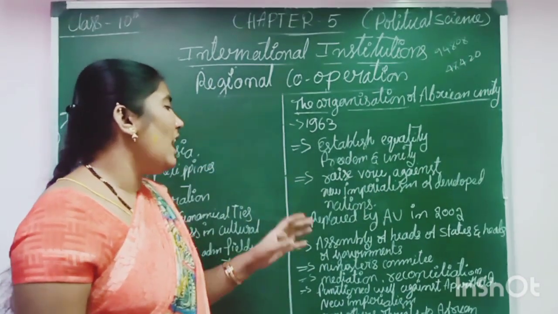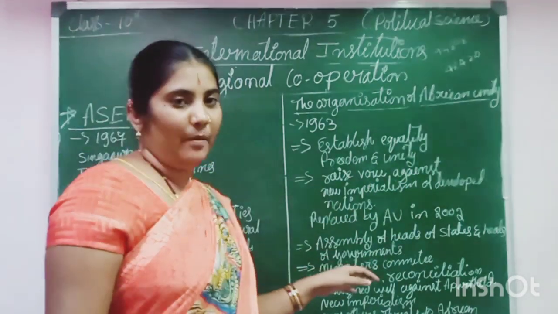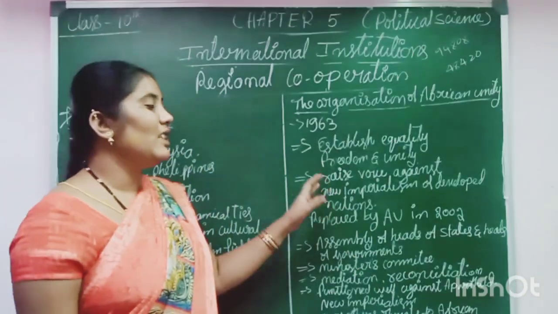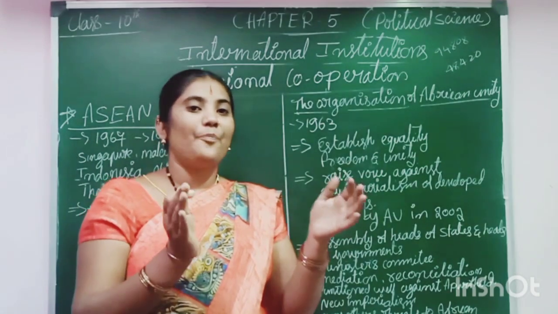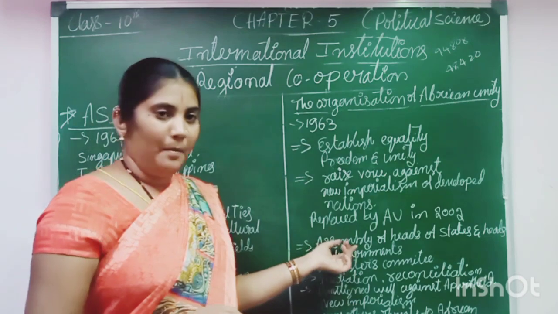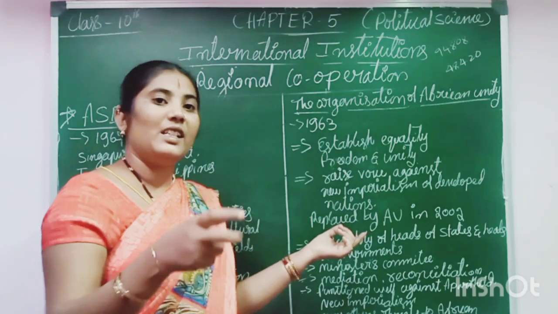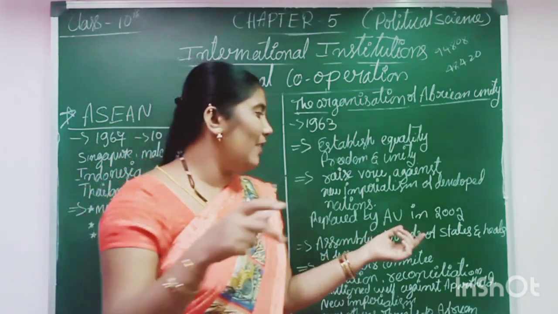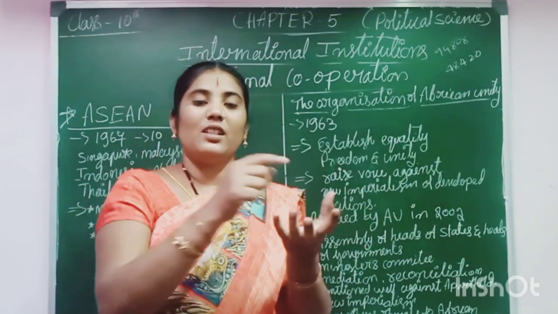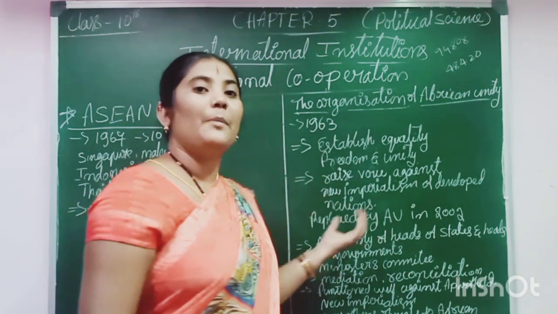Afterwards, it has an assembly of heads of state and heads of government. In the African continent, which countries get the membership of this AU? So it has an assembly, and in that it has the heads of state, meaning from every country, and the heads of government. In the African continent, how many countries are there? All country heads are represented here.